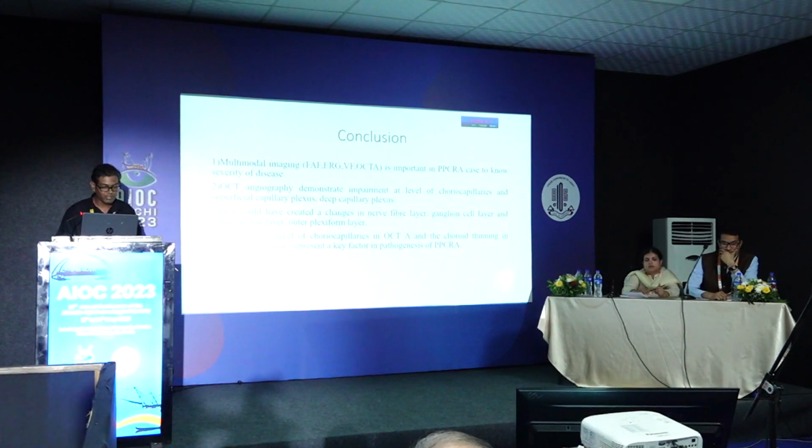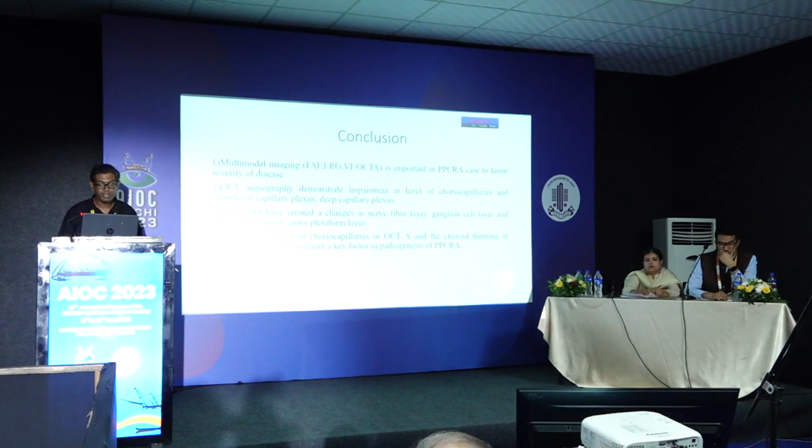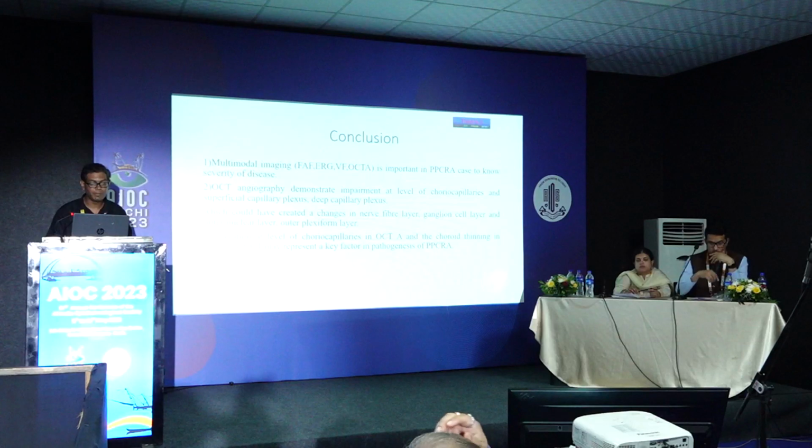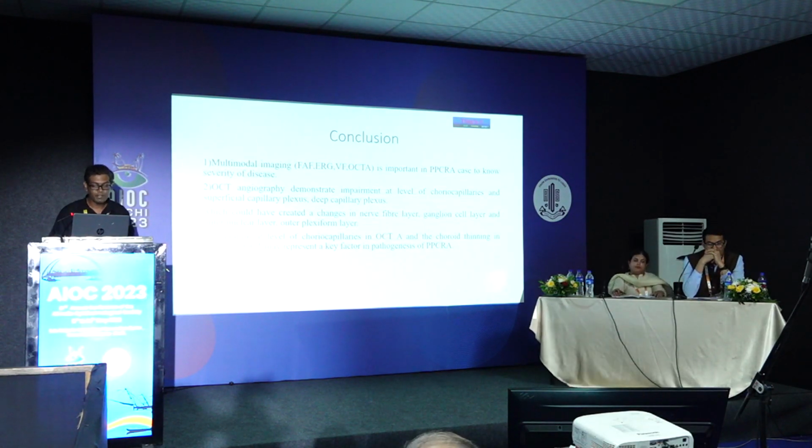From that, we concluded that multimodal imaging is important in PPCRA cases to know the severity of disease, though there is no grading for severity. OCT angiography demonstrates impairment at the level of the choriocapillaris and superficial capillary plexus, and few alterations at the deep capillary plexus, which could have created the changes in the nerve fiber layer, ganglion cell layer, outer nuclear layer, and outer plexiform layer. Alteration at the level of the choriocapillaris in OCT-A and choroid thinning in structural OCT may represent the key factor in the pathogenesis, which is not known properly.